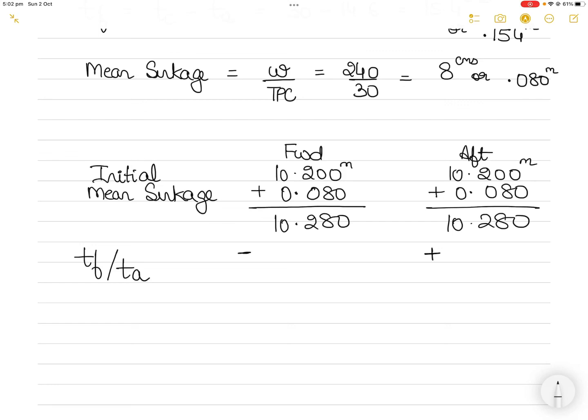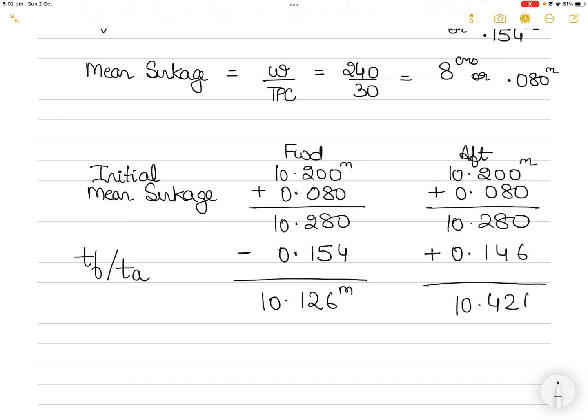So just put the values of TF and TA. So here it will become 0.154 and this will become 0.146. Subtract the two, 10.126 meters, and this is 10.426 meters. So these are the final drafts forward and aft after corrections have been applied.